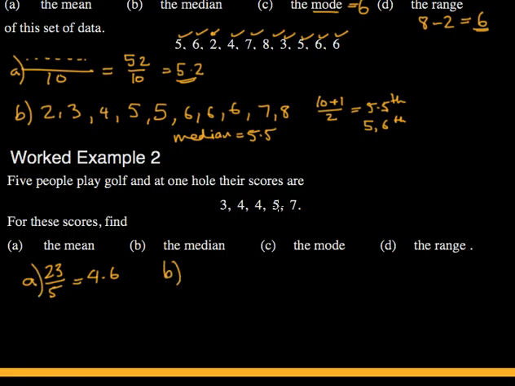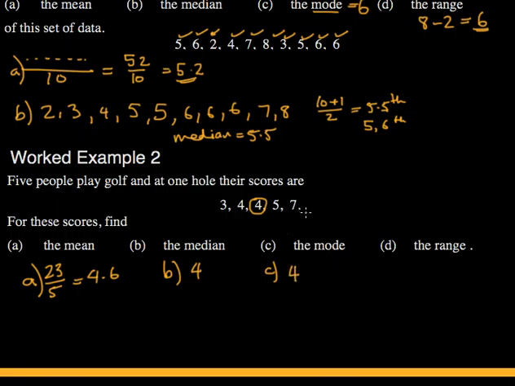B, to find the median, they are already in order. So I have to count the number of terms, 1, 2, 3, 4, 5, add 1 to that to find 6, divide 6 by 2 to find 3, and then it's the 3rd term, 1, 2, 3, which is here. And that I knew was the median anyway because it's in the middle. So I know that that's 4. For C, the mode means the most common, and that is 4.